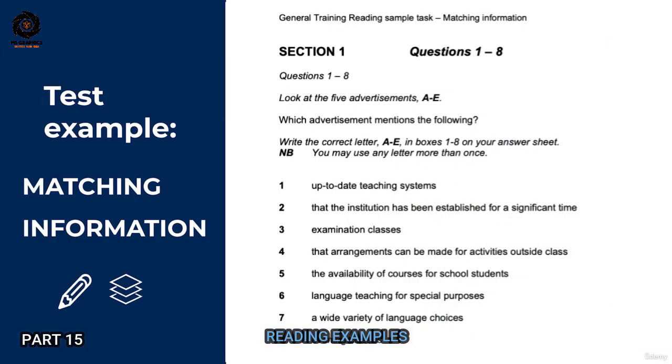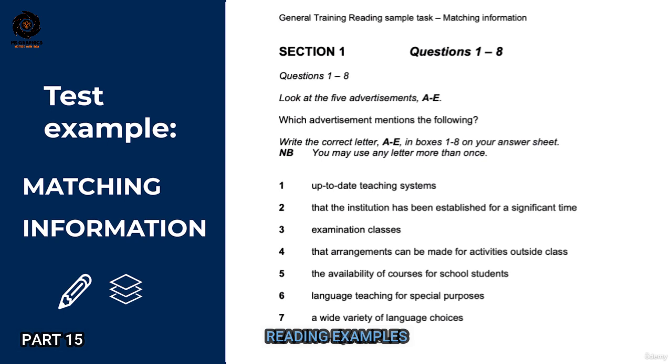The first one is matching information. So you can see section 1, questions 1 to 8, the first 8 questions. Let's read very carefully first what we're asked to do. Look at the 5 advertisements A to E. Which advertisement mentions the following? Write the correct letter A to E in boxes 1 to 8 on your answer sheet. You may use any letter more than once. So we know we can use any letter more than once, and we have to write letters from A to E in the boxes 1 to 8.